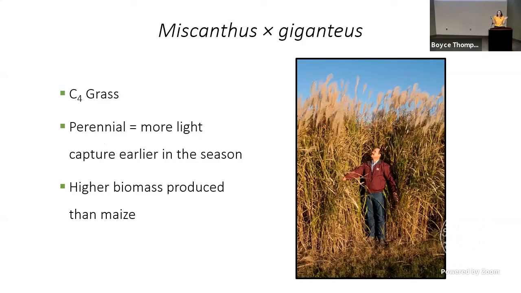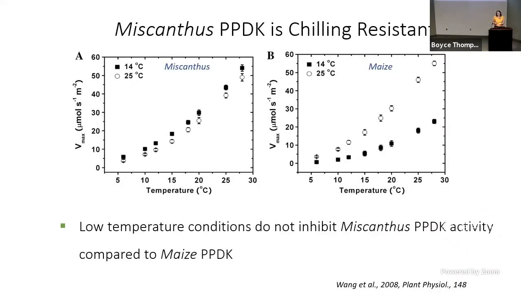So I might have mentioned in the title slide this grass called Miscanthus giganteus, and it really is a gigantic grass. It also performs C4 photosynthesis. It's a perennial, so it captures more light earlier in the season. And it also has a higher biomass produced than maize. So it's just kind of a cool plant in general. If you can see, it's just massive and tall. But the trait that's more interesting to us is that it's actually pretty chilling resistant.